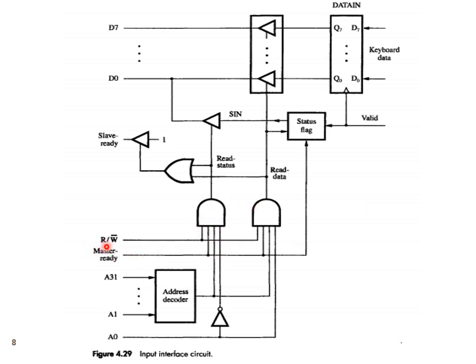And all these can be possible only if a number of conditions are satisfied. That is, the processor has issued a read signal, the master is ready, that is the processor itself is ready, the address available on the A1 to A31 lines of the address bus is currently that of the keyboard, and the A0 line contains a 0 for reading the status value and a 1 for reading the data value.